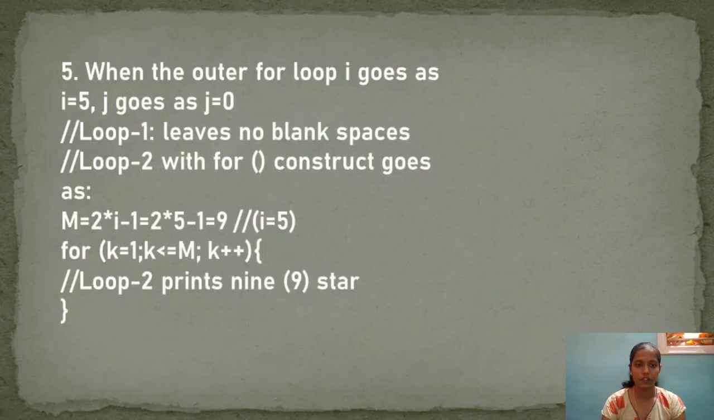And here comes the fifth iteration. When the outer for loop i goes as i equals 5, and j goes as j equals 0, loop 1 comes and leaves no blank spaces, then prints stars. And loop 2 goes such that m equals 2 times i minus 1, and here the i value will be 5, and the second loop enters, that is for k equals 1, k less than or equal to m, and k increment. Here ends loop 2 and it prints 9 stars. These iterations go on until the condition becomes false. And here is the tracing of a program to generate hash strings in a straight pyramid.